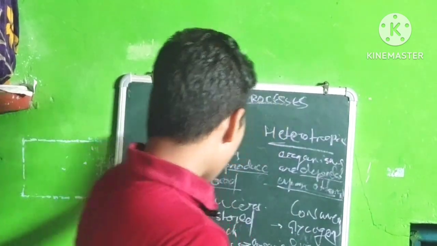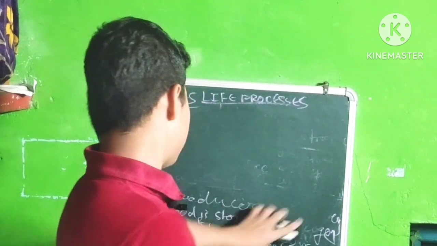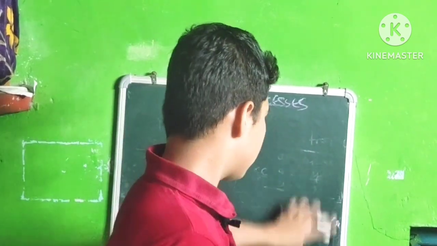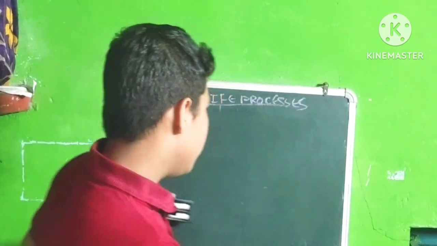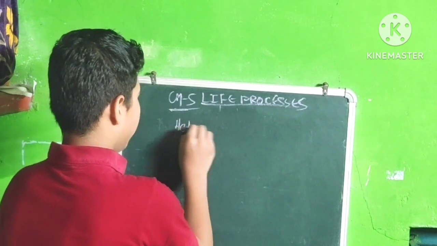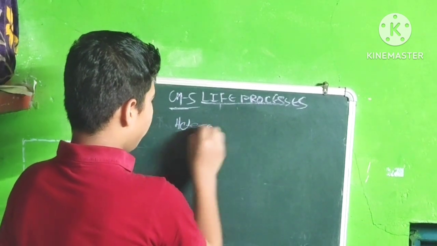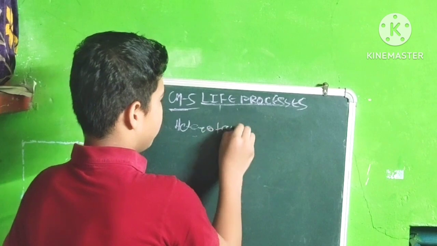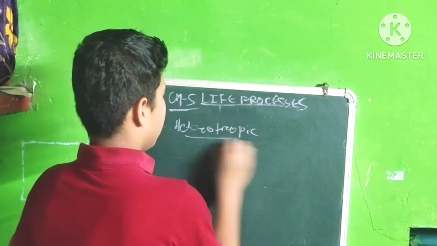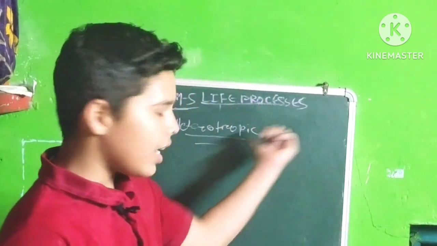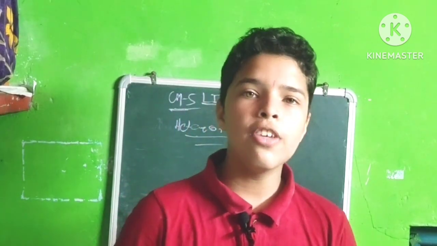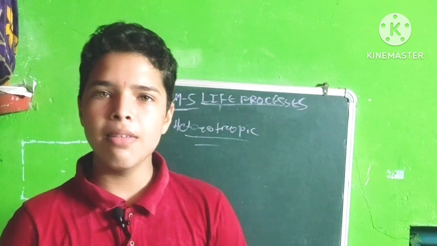So now we will look towards the different modes, different types of heterotrophic nutrition. This will be the last topic for today. There are 4 types of heterotrophic mode of nutrition. The first is holozoic, second is symbiotic, third is saprophytic, fourth is parasitic.